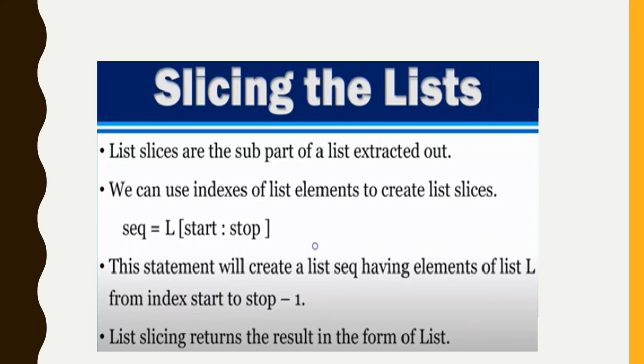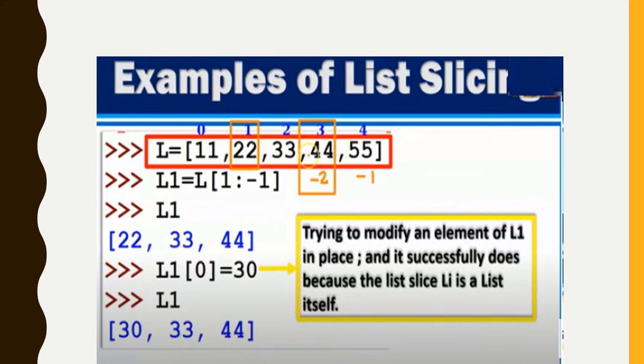This statement will create a list sequence, a C key, having elements of list L from index start to stop -1. List slicing returns the result in the form of a list. Remember, you can see an example here. Your list is 0 to 4 here, meaning 5 elements are there. Indexes are -1, -2, -3, and positive indexes 0, 1, 2, 3, 4.